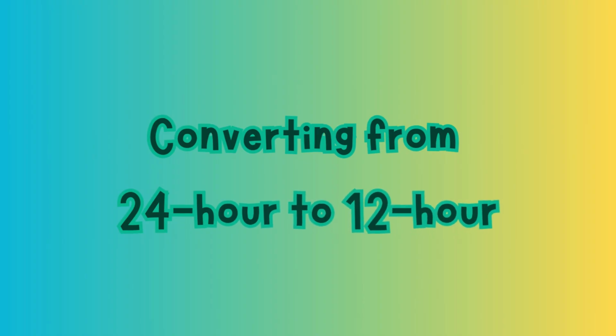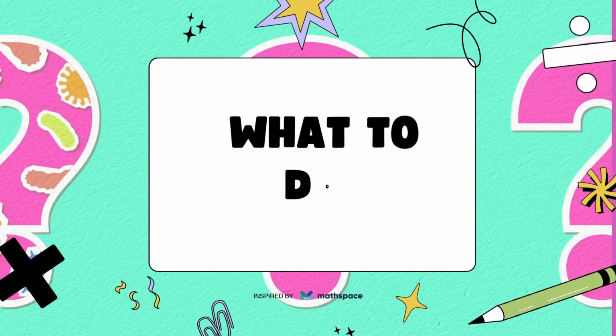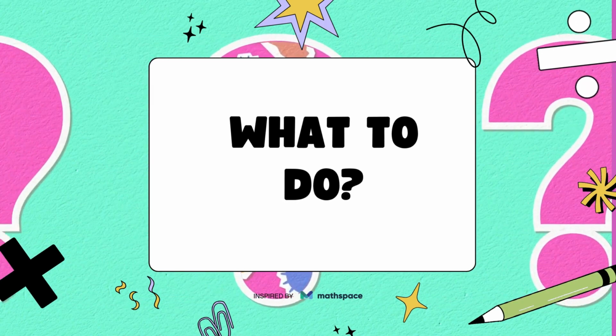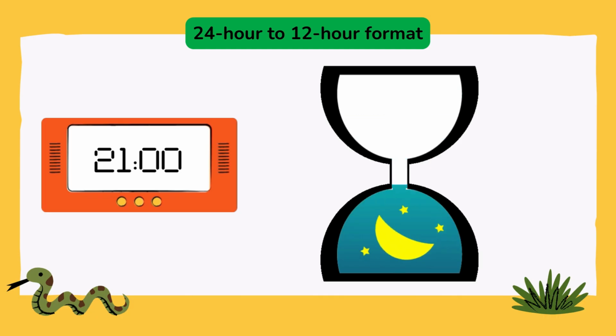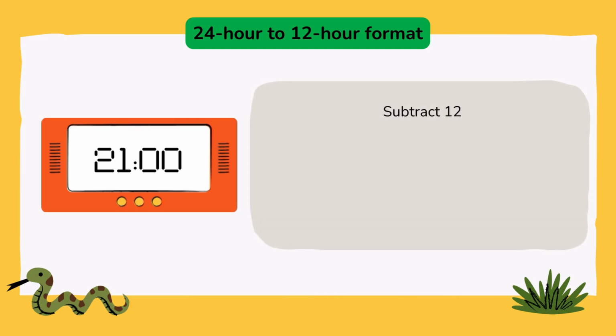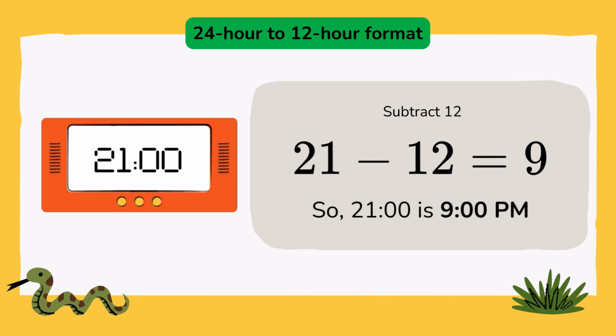If we have 24-hour time and want to convert it to 12-hour time format, what should we do? Look at this example. In this digital clock, it's written 21. 21 is bigger than 12, so it's past midday. So we will subtract 12 from 21. So 21 minus 12 will be 9. So 21:00 is 9 p.m.